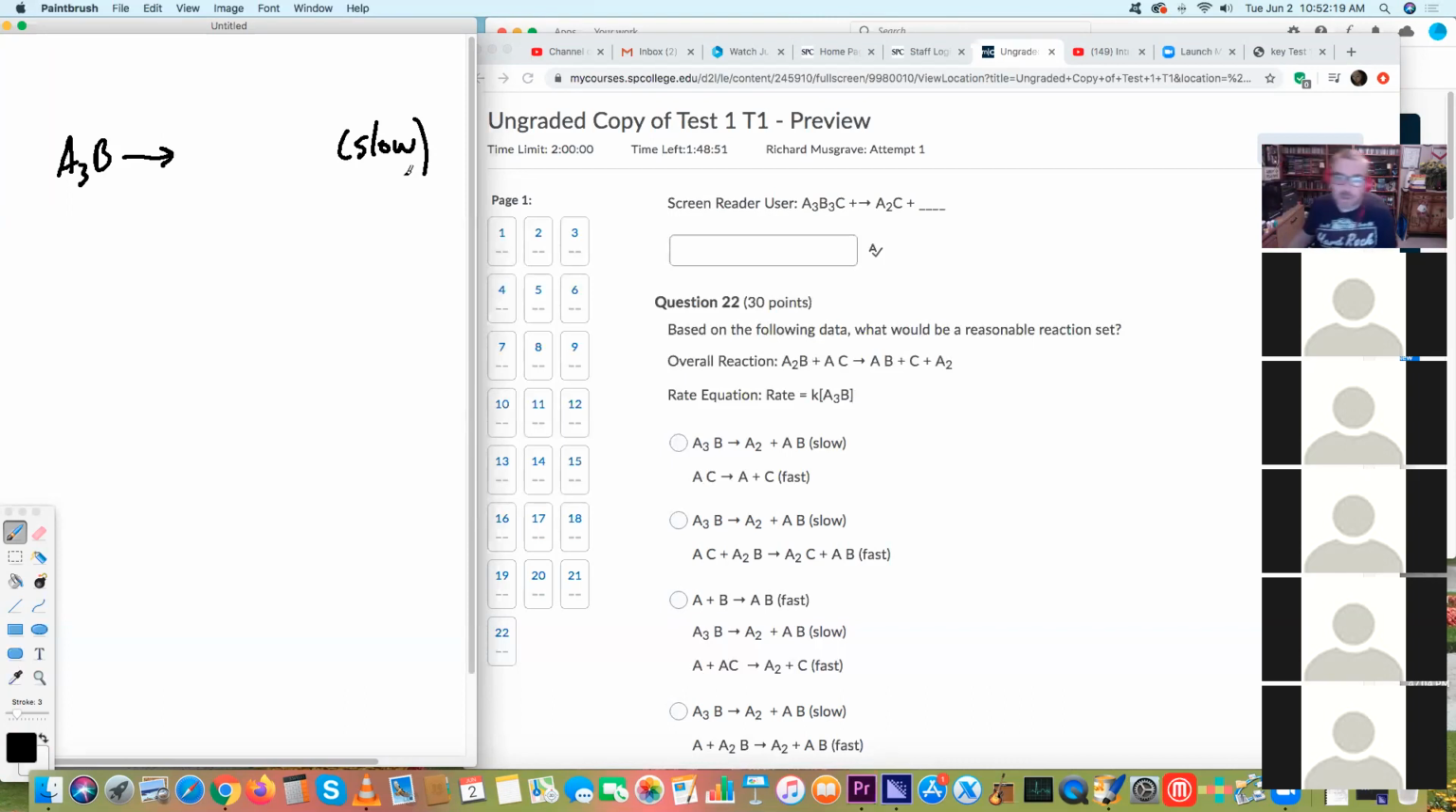the other thing I know is that the rate is always determined by what's going on in the slow step, which means that the only thing involved in the slow step is A3B. Now I'll leave a space below. I may or may not need a step below this. I know that I'm going to need a step here. I may or may not need a step here. We'll see. But I do know that everything has to add up to the reaction.